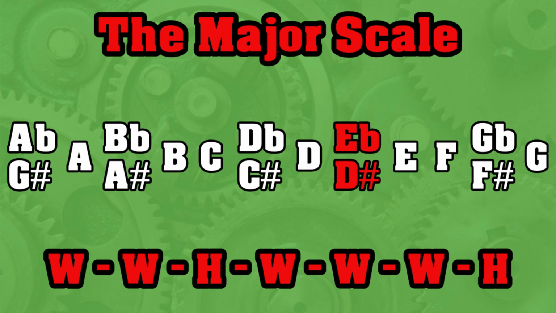A whole step higher is F. A whole step higher is G. A whole step higher is A. Half step higher is back at the starting note, B flat or A sharp. So here's that scale.